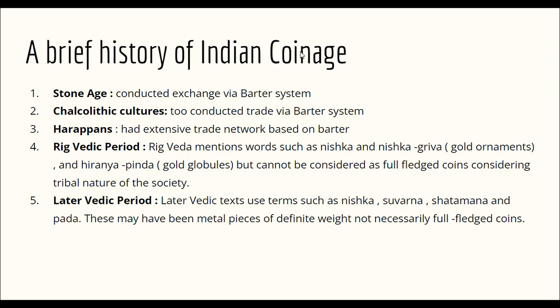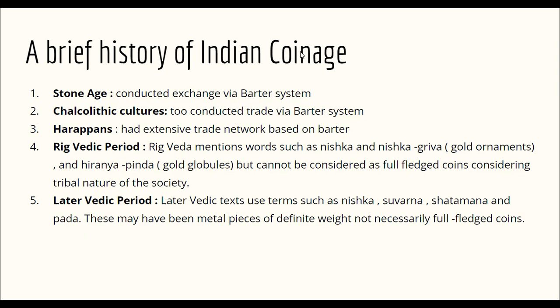So we do find mention of certain words in Rig Veda like Nishka, Nishka Griva. So this is associated with some form of gold ornaments. In many books, you will read that Nishka was a coin of early Vedic period. But this is not possible, because we all know that in the early Vedic period, Aryans were nomadic people. They were pastoralists. Agriculture, they didn't start. Why? Because they had just migrated from Central Asia to India. In the early Vedic period, they settled in the Sapta Sindhu basin. So they just came, they just settled in India. They were nomadic people, they were pastoralists.